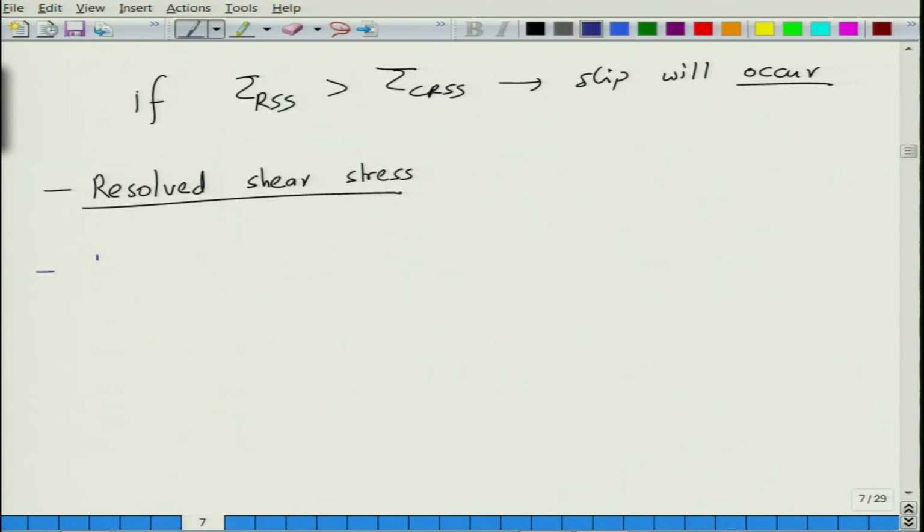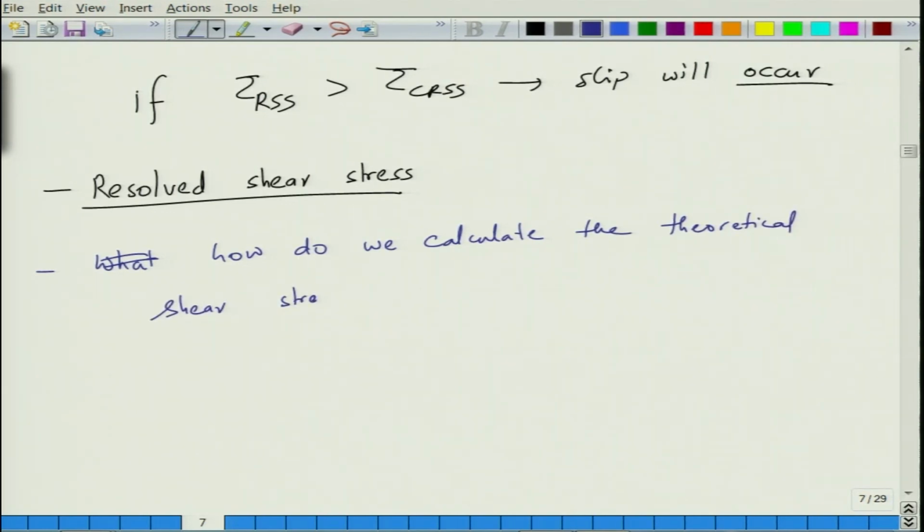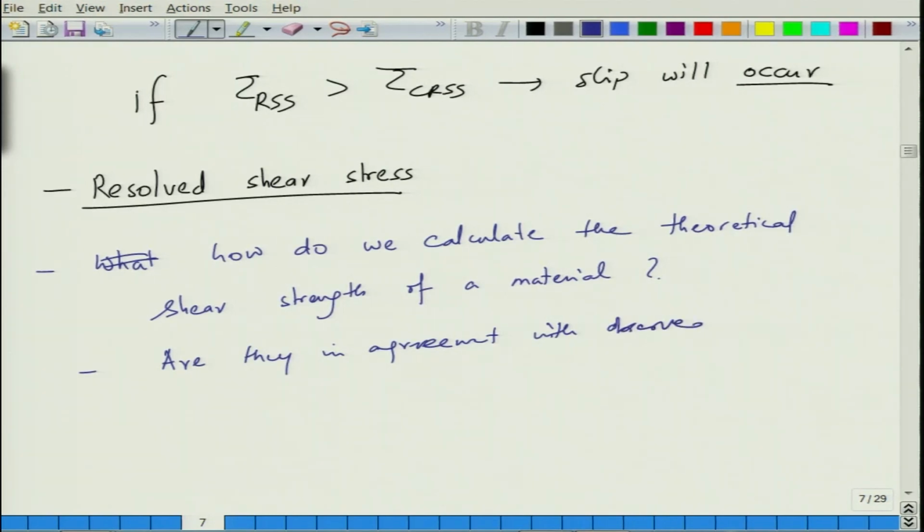Now the question is, how do we calculate the theoretical shear strength of a material, and then we want to see are they in agreement with observed values. Okay. So, this is what we are going to do.